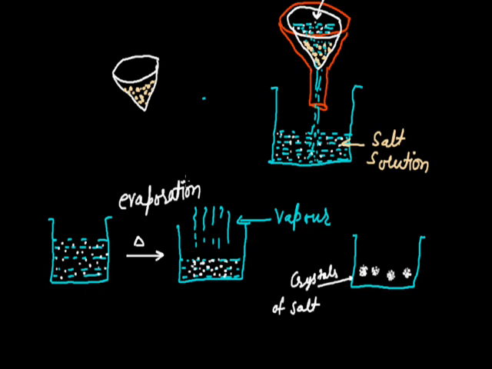So we can say that in this whole method we use two methods of separation. The first one is filtration, in order to separate sand particles from the solution of salt, and the second method is evaporation, in order to separate salt particles from water. So this is the method in which we use two methods of separation: first filtration and second evaporation. After this process we observe that the particles of sand have been separated, and these are the particles of salt which have been separated from the mixture.